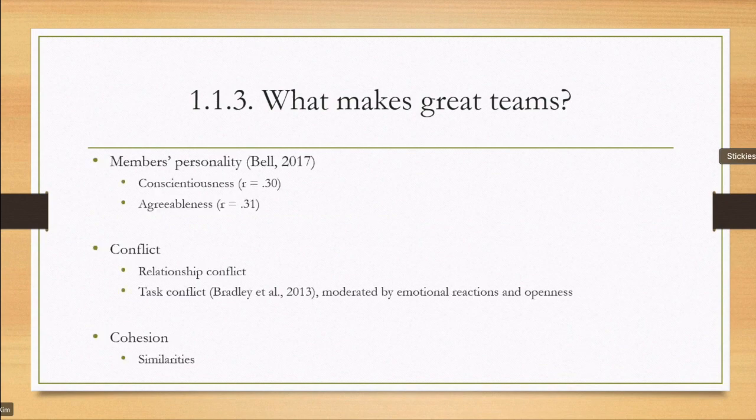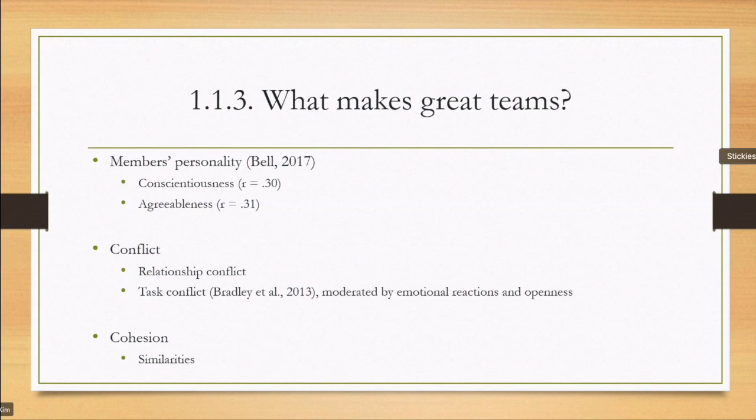What makes great teams? By the way, those little R numbers are the relevance, or the connotation, negatively or positively, to which degree the theory or the concept relates to actual performance. So members' personality is very important. So conscientiousness and agreeableness, as we've had in the Big Five model, you know that. You've written your midterm essay about that.